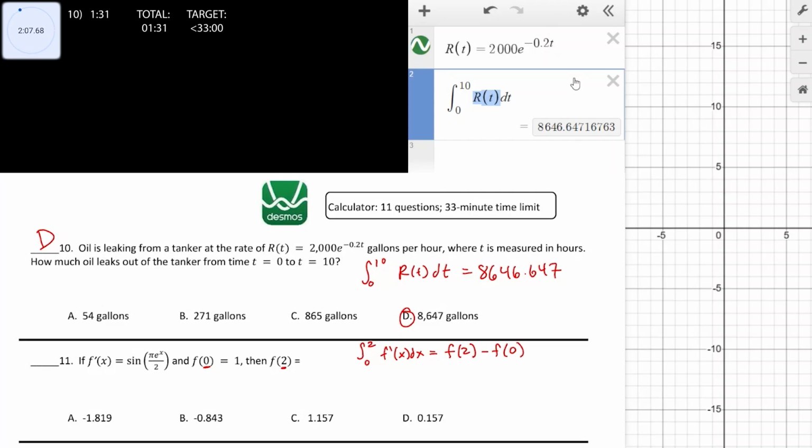So if I'm trying to solve for f of 2, I'm going to isolate f of 2 in this equation. So I need to add f of 0 to both sides. So f of 2 will equal f of 0 plus that integral. Notice I'm not actually writing f prime here. There's no real reason to do that. We'll do that once we get into Desmos, but this is basically it.